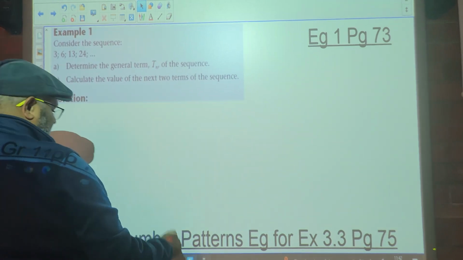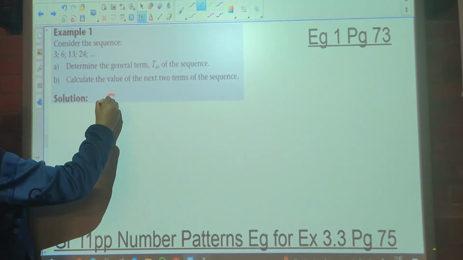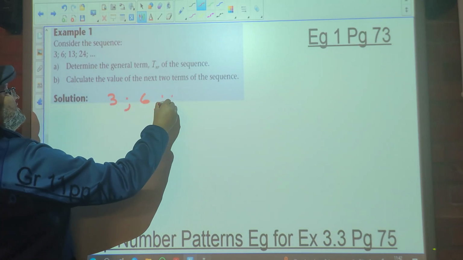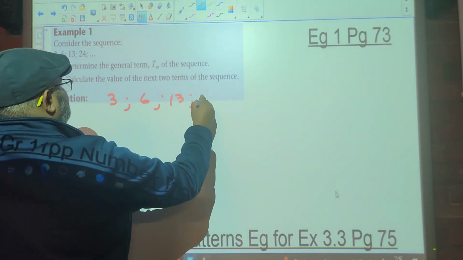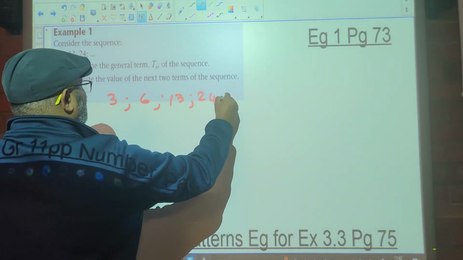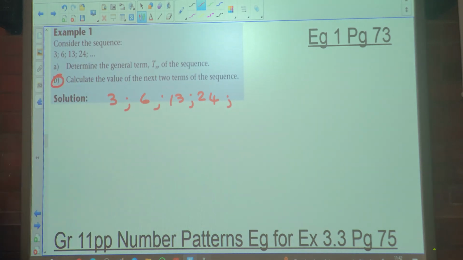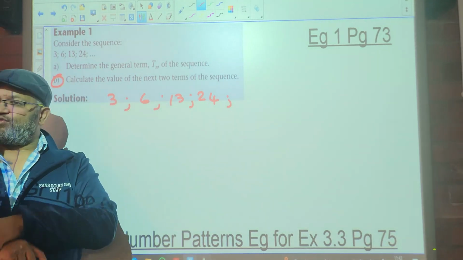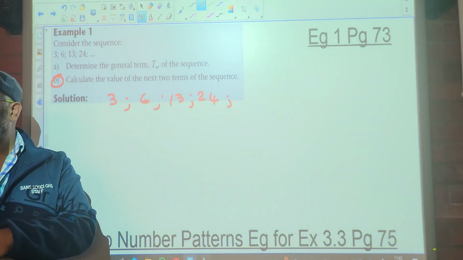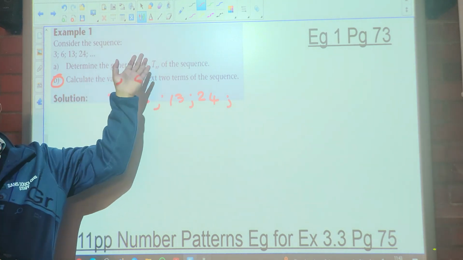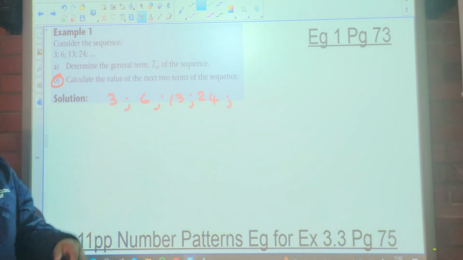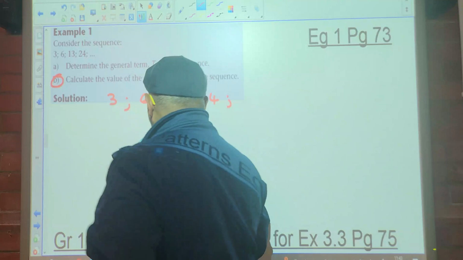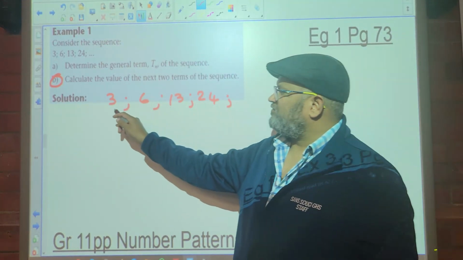Alright, so where do we start here? We say 3, 6, 13, 24. So what I'm going to do is do that question first, because that is how it's normally asked in the exam. They would first ask you to write down the next two terms, and then they ask you for the general term. They never ask you for the general term first and then the next two terms. Alright. So what we do is, we check, okay, what is your first difference here?